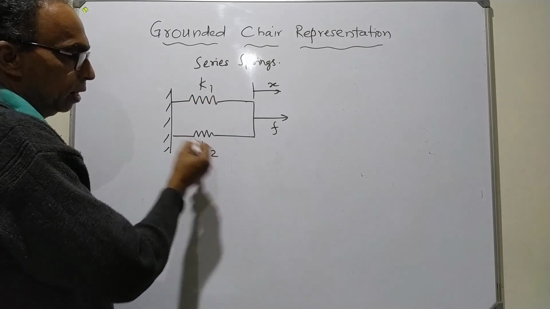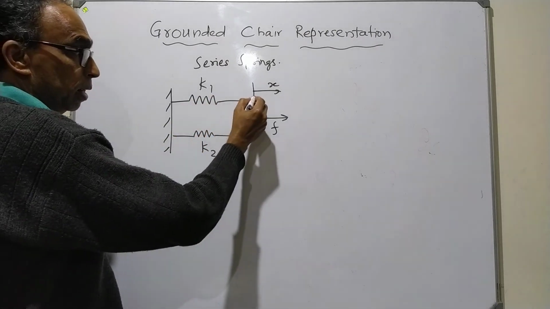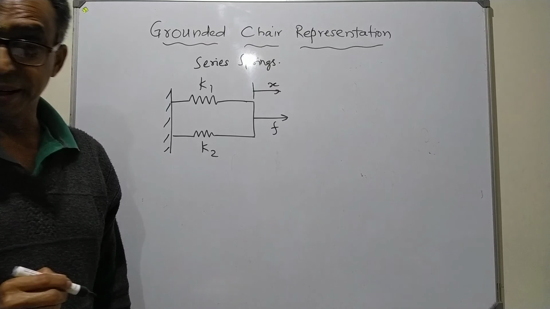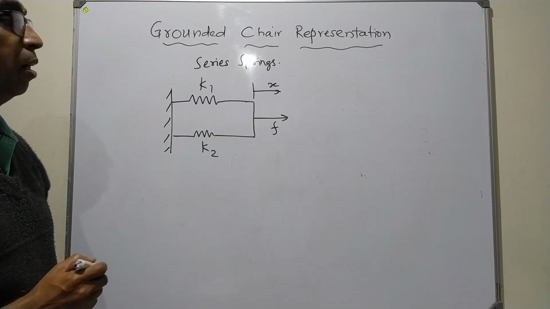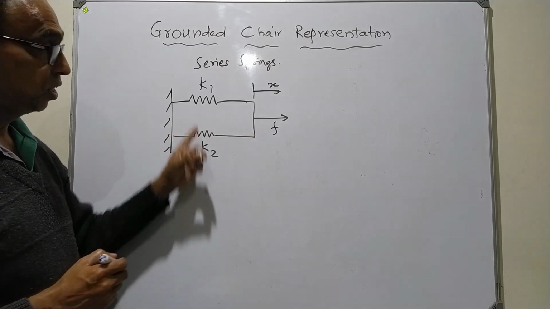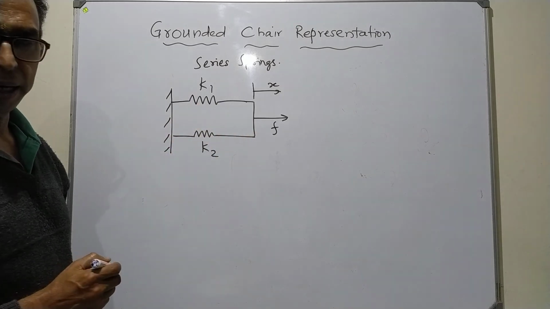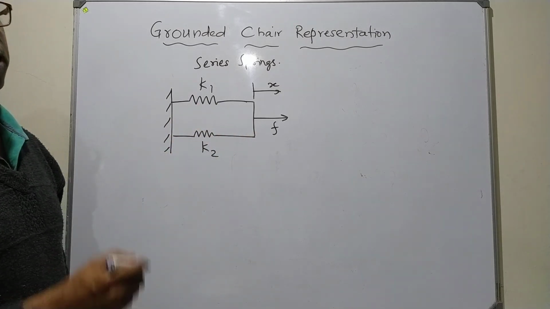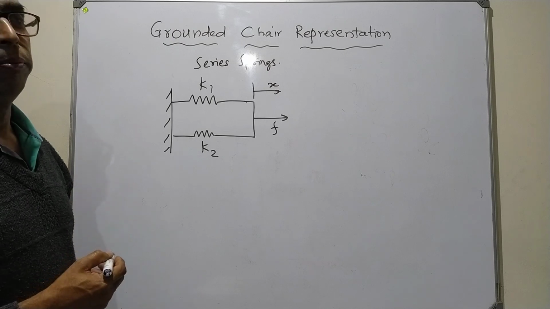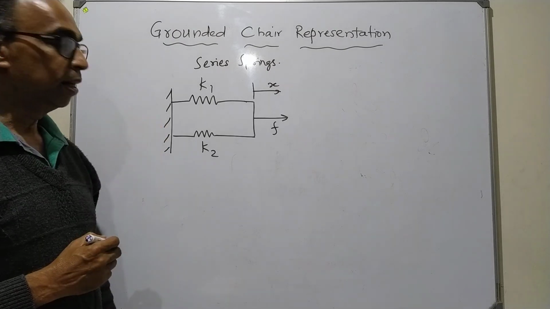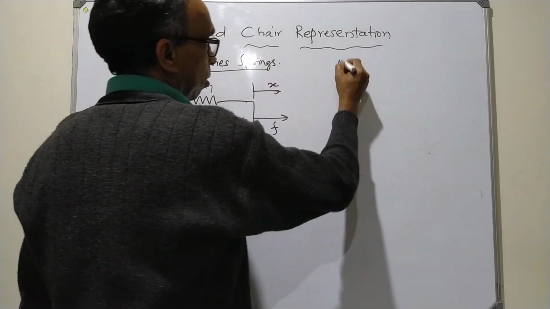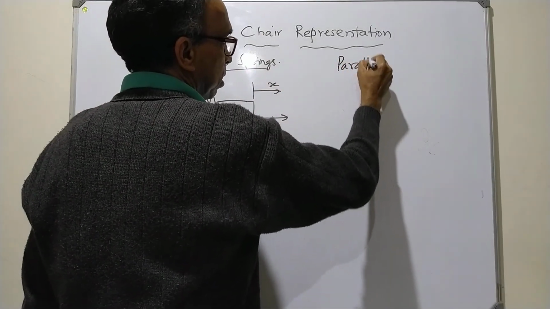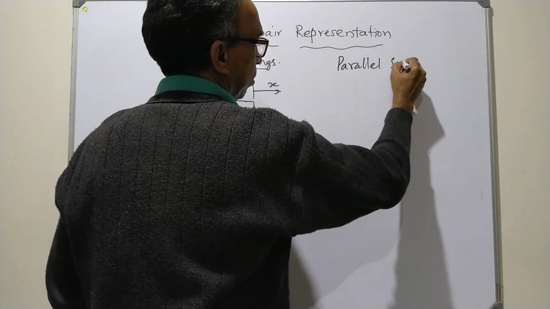Springs having K1 and K2 will experience the same displacement. In a series arrangement, they experience the same displacement, whereas the force is shared by each of the springs, and each spring will share the spring force based on the stiffnesses K1 and K2. And we had called these, as per Ravan's convention, parallel springs.